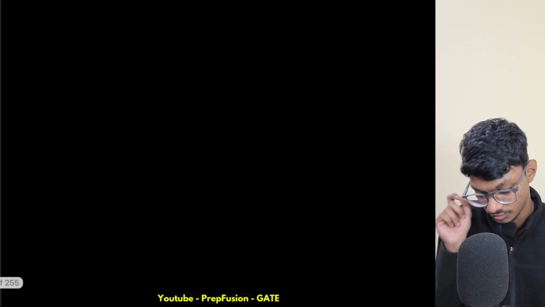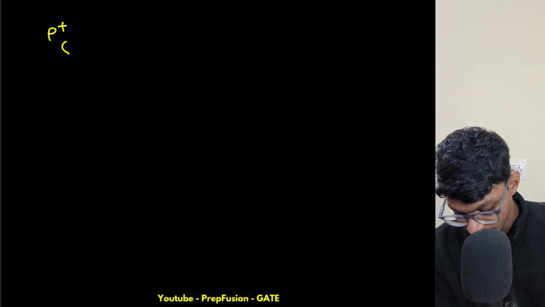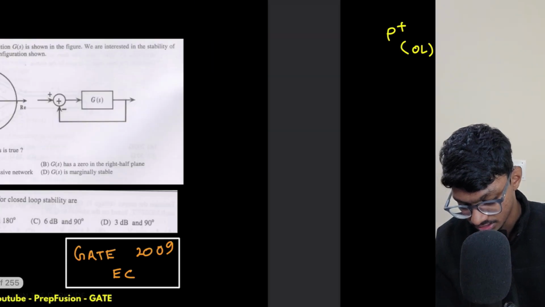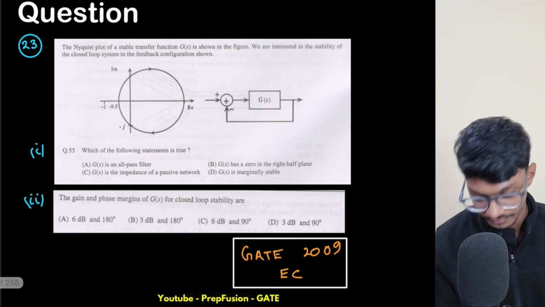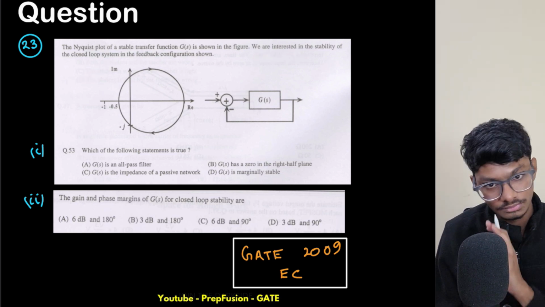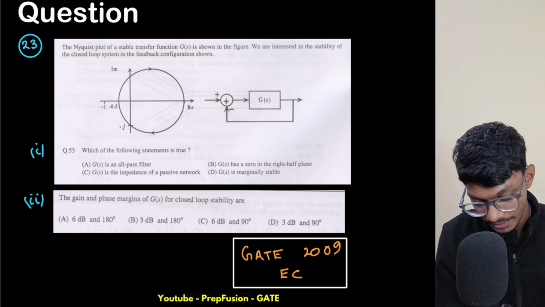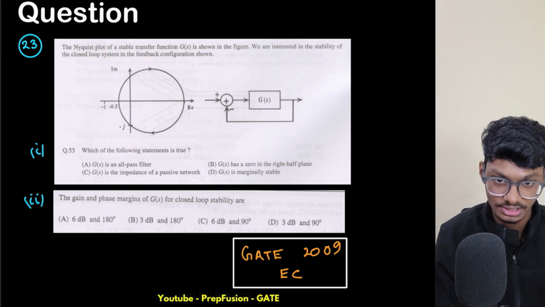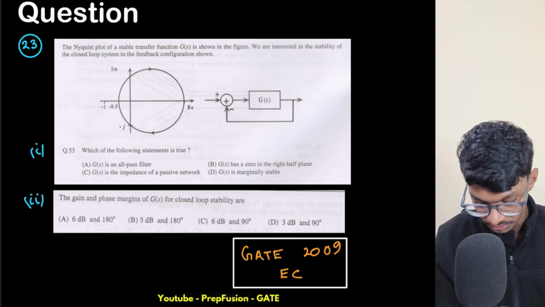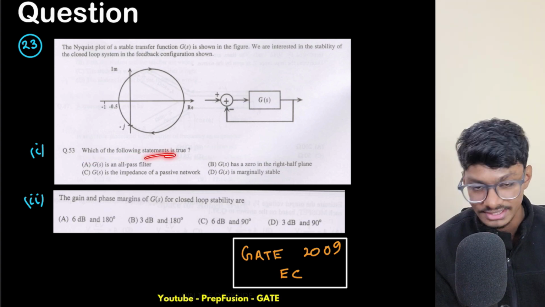Okay, so I'll write this information down as I'm reading. I try to decode things, right? So from the question itself, I can say that P plus OL equals 0. It has told us that it is a stable OLTF. This is fine. Now we are interested in the stability of the closed loop system. Now we've been given the Nyquist plot, and it says that this is a unity feedback system. That is also fine.